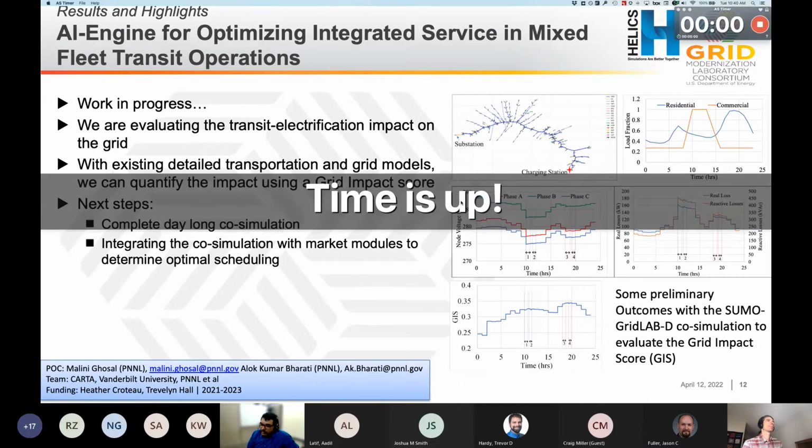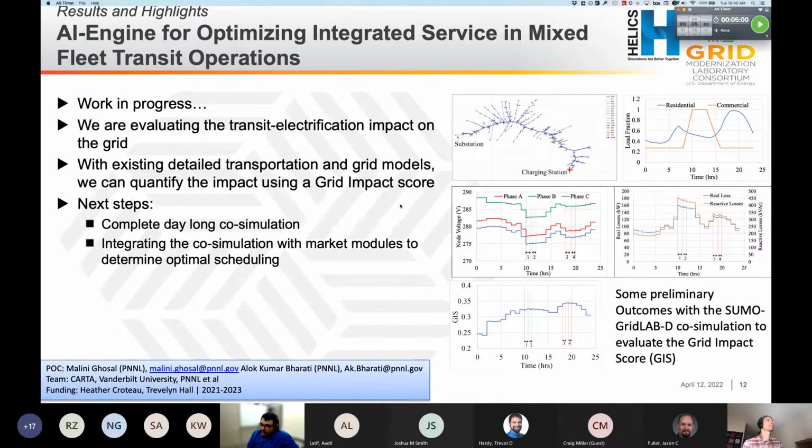So these are some of the preliminary results where we are studying the impact of charging of the electric buses on the grid. This is a work in progress. We still have a little way to go to do a complete end-to-end transportation grid co-simulation analysis. I would be happy to take any questions.